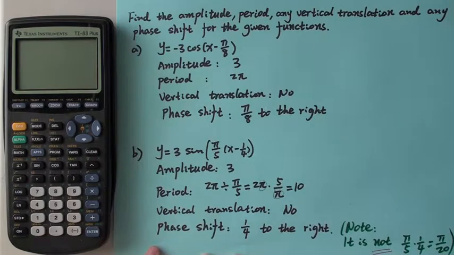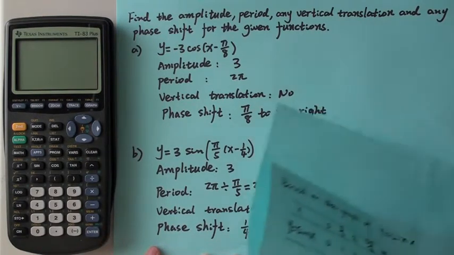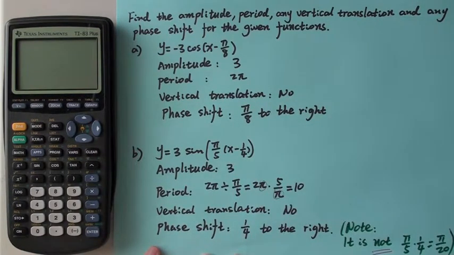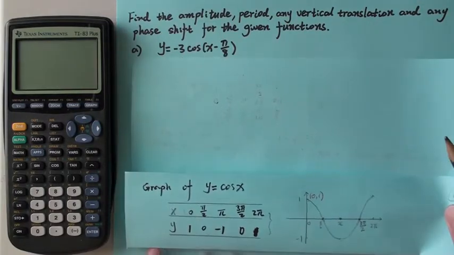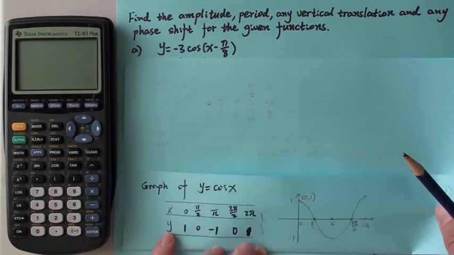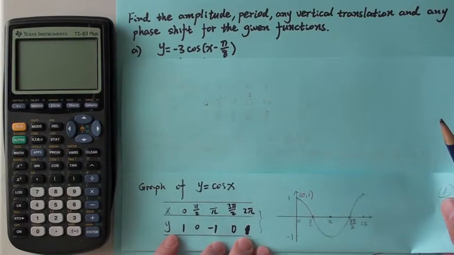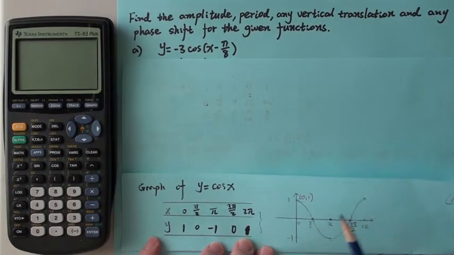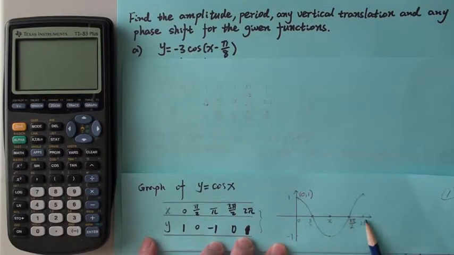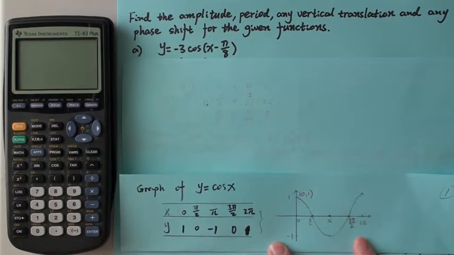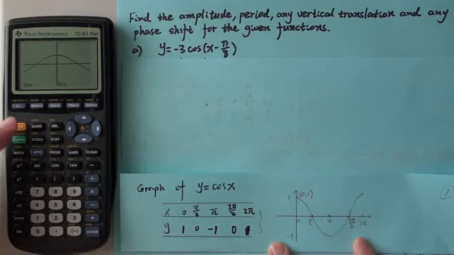Everything starts from basic. Recall this is the graph of what? Cosine. Recall cosine has the period from 0 to 2 pi. The period is 2 pi. That's the basic picture you want to remember. Again, if you don't remember, the calculator can always help you.